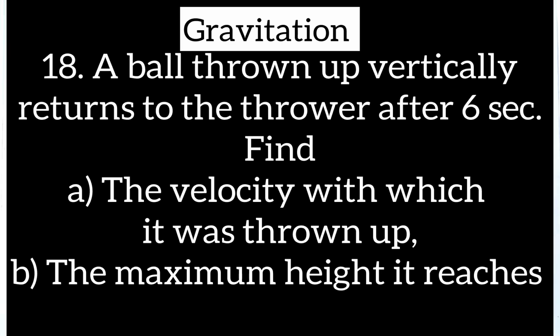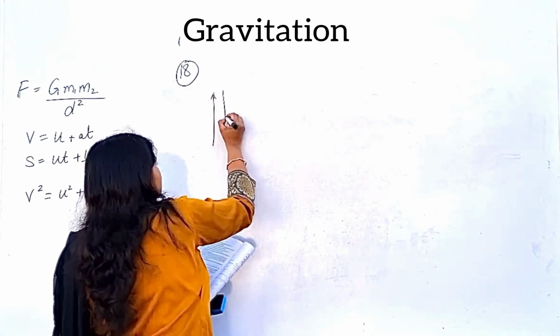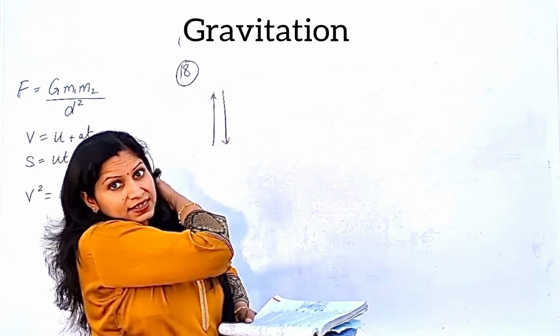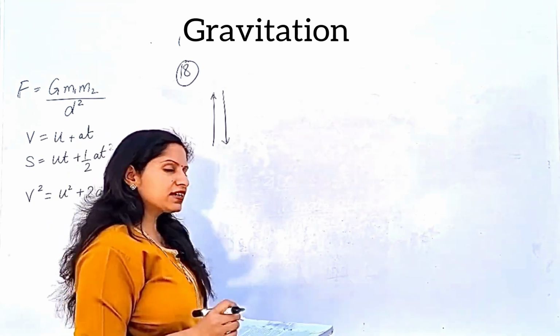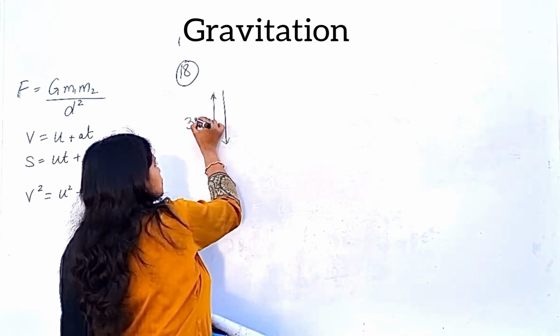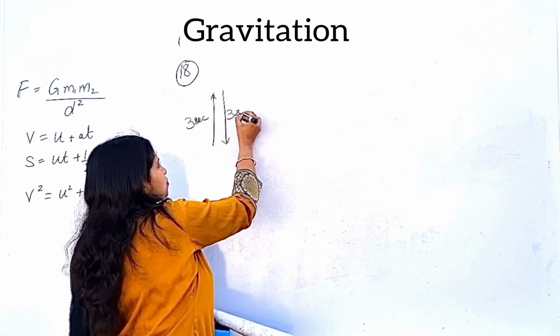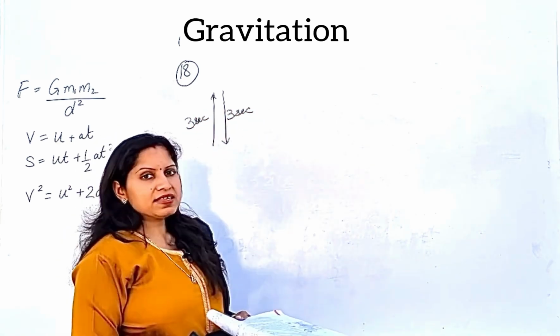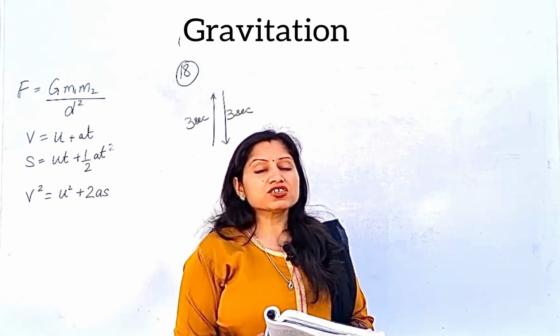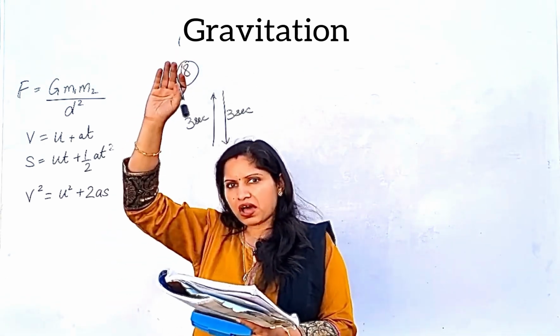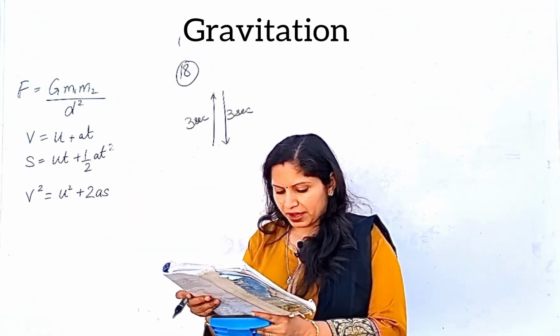Now coming to question number 18. A ball is thrown vertically upwards and returns to the thrower after 6 seconds. Since it's coming back after 6 seconds, it's taking 3 seconds to move up and 3 seconds to come back. 3 plus 3 makes 6.